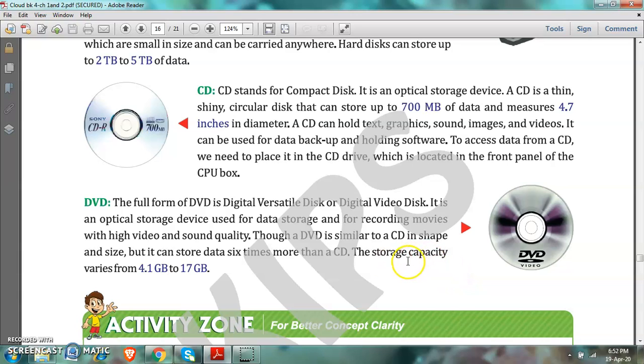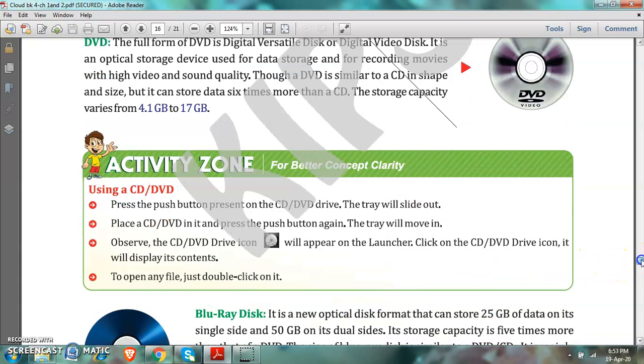The storage capacity varies. What was the highest capacity of a CD? 700 MB. Here it is 4.7 gigabytes to 17 gigabytes. So this unit is bigger than MB. It can store 6 times more data than the CD. So this is the difference between the CD and the DVD. Now come on.